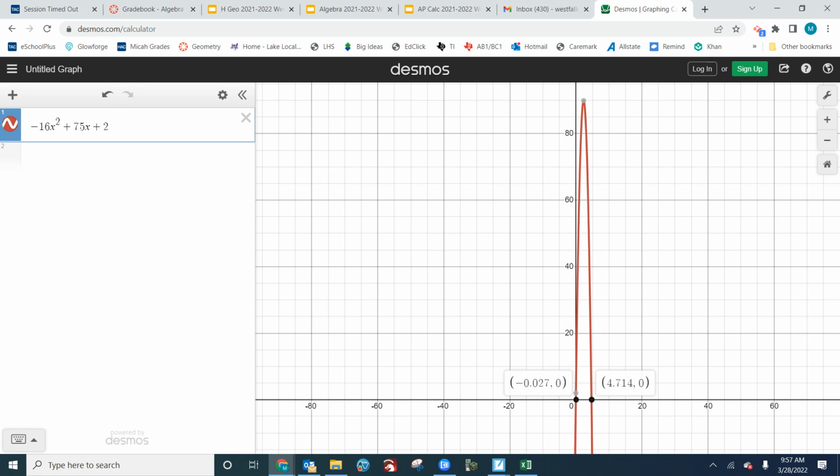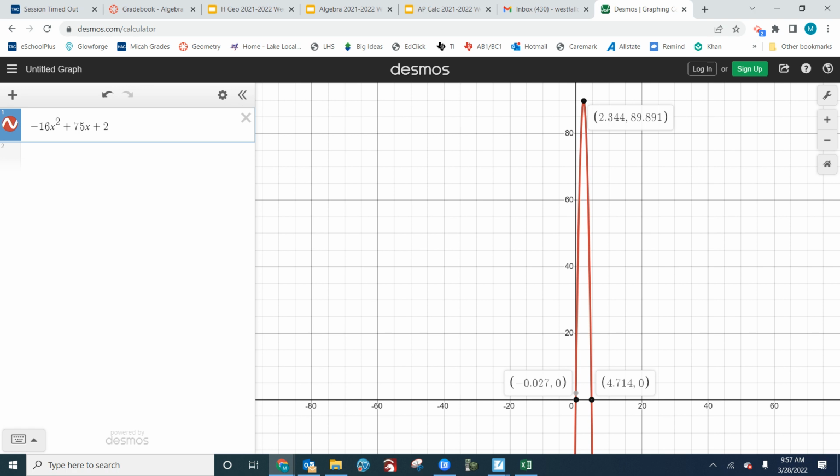Now, what is t measured in this problem, guys? The height is measured in feet, right? What's the time measured in? Seconds. All right, guys. After how many seconds is the football 50 feet above the ground?